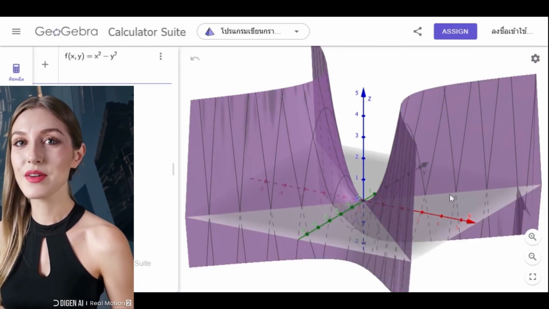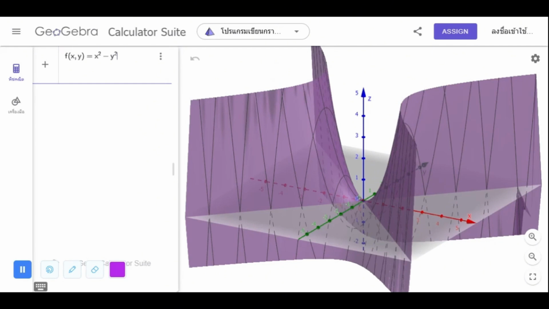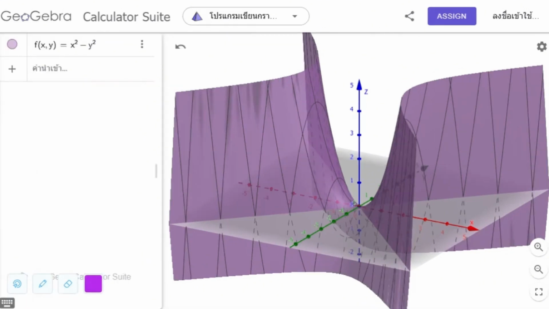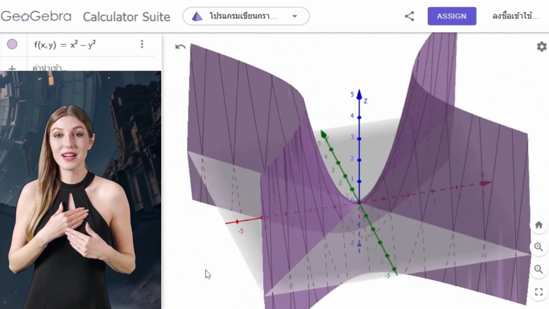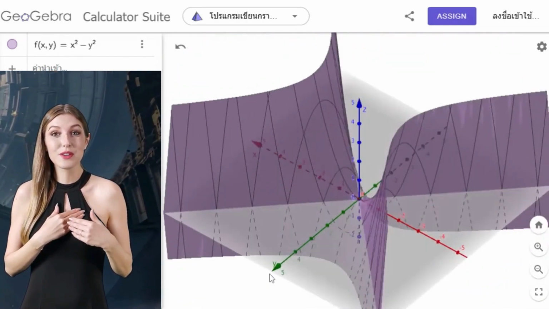To see a larger image, we can click on the picture and drag to see different views. If we drag it fast enough, it will rotate. Let's try.